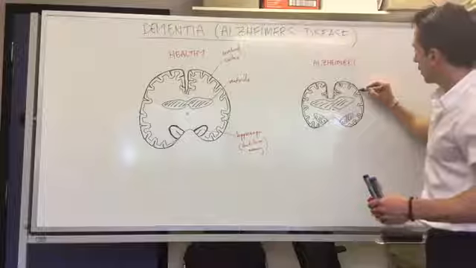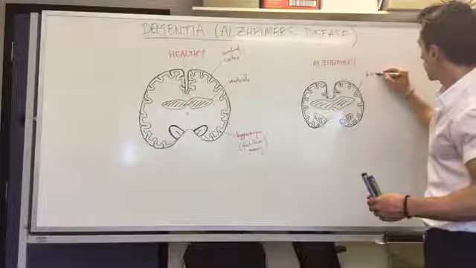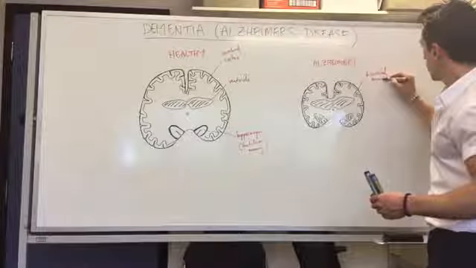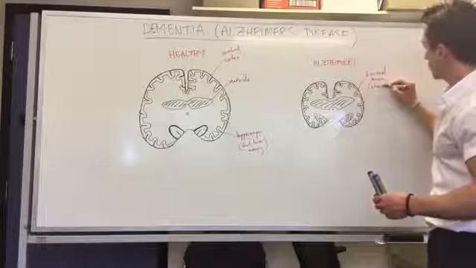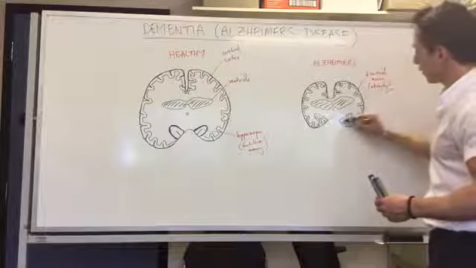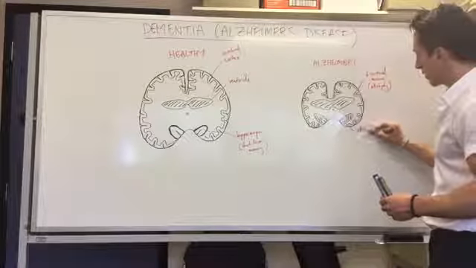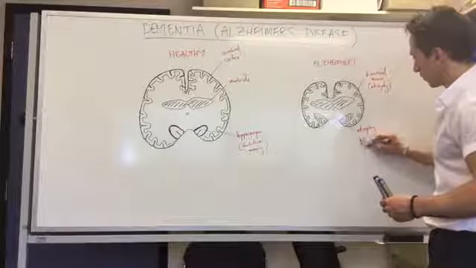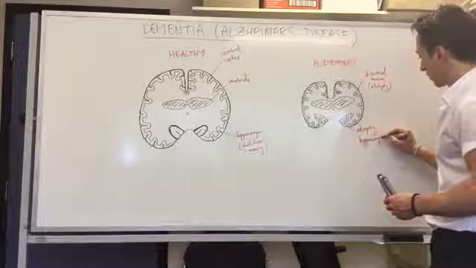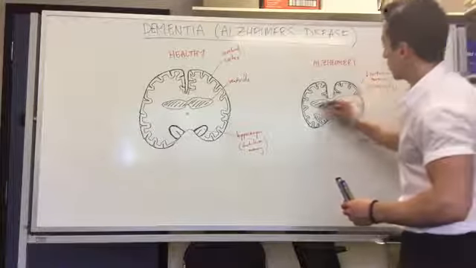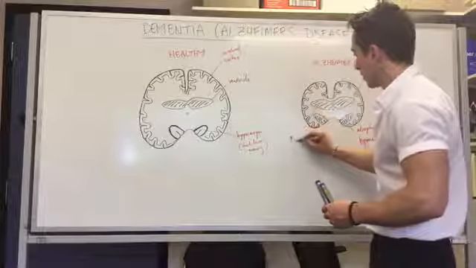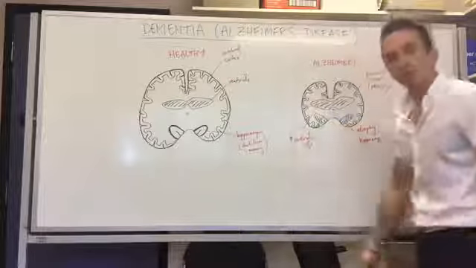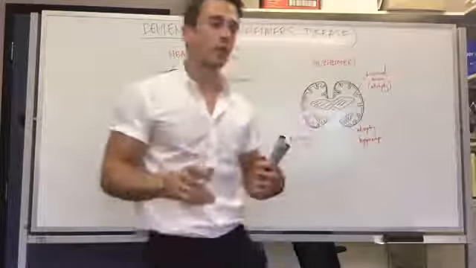So let's have a look. You have reduced cortical neurons, or you could say cortical atrophy. You have atrophy of the hippocampus. You have increased ventricle size. And all of these are associated with the signs and symptoms of Alzheimer's.